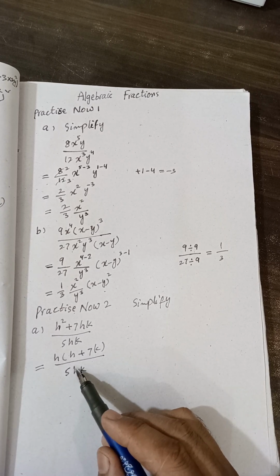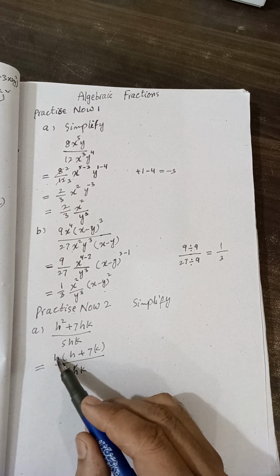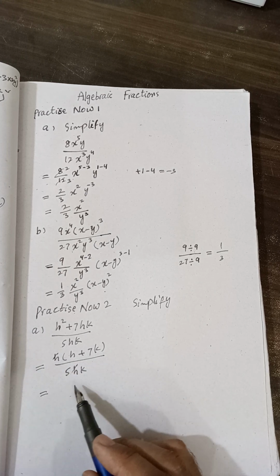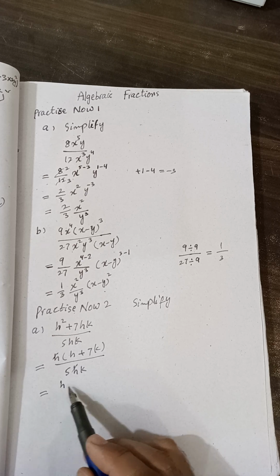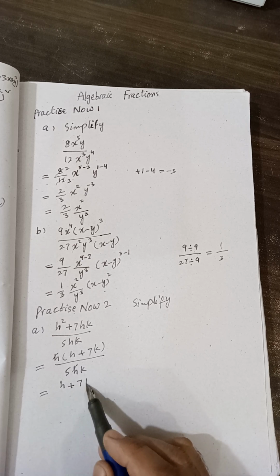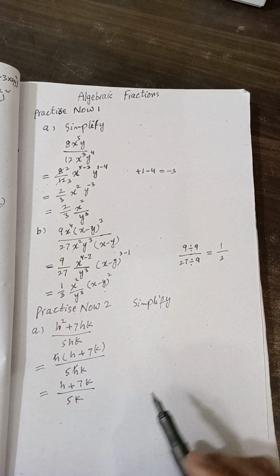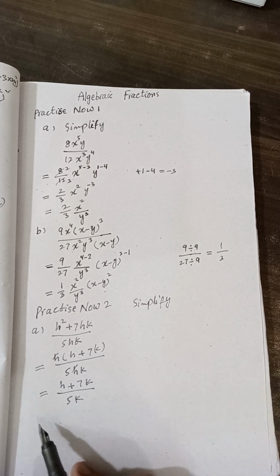You can cancel out this h with this one because both have 1 degree and they are dividing. So the answer will be h plus 7k over 5k. This is our final answer for this term.